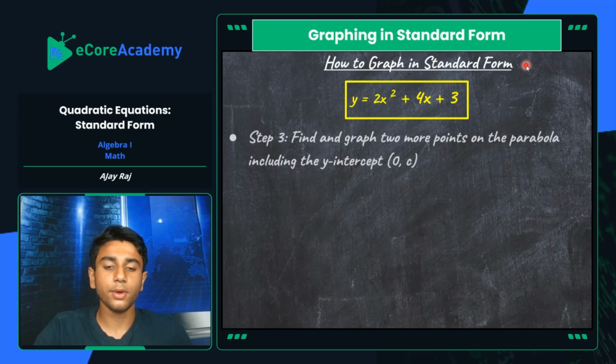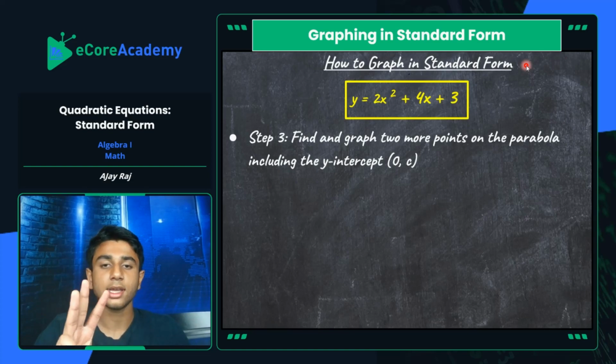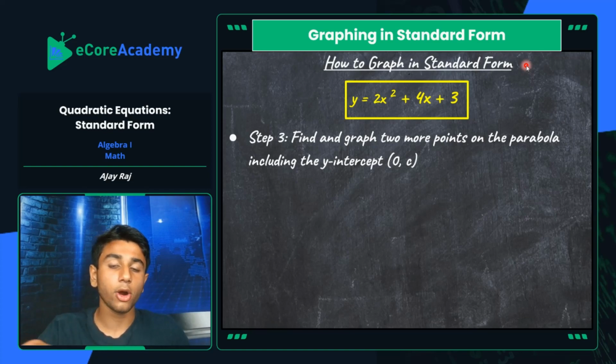So we're taking that same equation and we're moving on to step 3. We're going to find and graph 2 more points on the parabola. Remember, you always need 3 points in order to graph a complete parabola. So all we need to do is find and graph 2 more points on the parabola, including the y-intercept 0, c. Remember, we already know how to calculate for the y-intercept on the standard form.